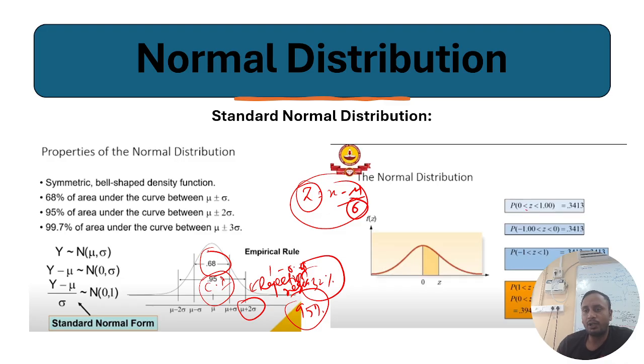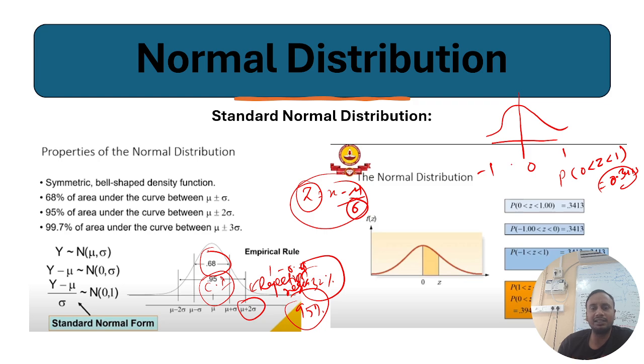When we take 0 to 1, this is 0.313, and in either case, from minus 1 to 1, it's going to be the summation of both if you take one side. So the probability from 0 to z of 1 becomes 0.313. That we can see in the table. I will show you the table also. Just one minute.